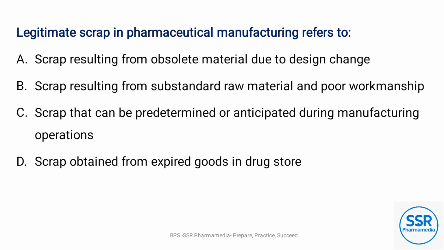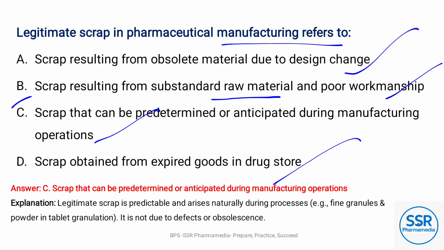Move to the question. Legitimate scrap in pharmaceutical manufacturing refers to option A. Scrap resulting from obsolete material due to design change. Option B. Scrap resulting from substandard raw material and poor workmanship. Option C. Scrap that can be predetermined or anticipated during manufacturing operations. Option D. Scrap obtained from expired goods in drugstore. So answer is option D.